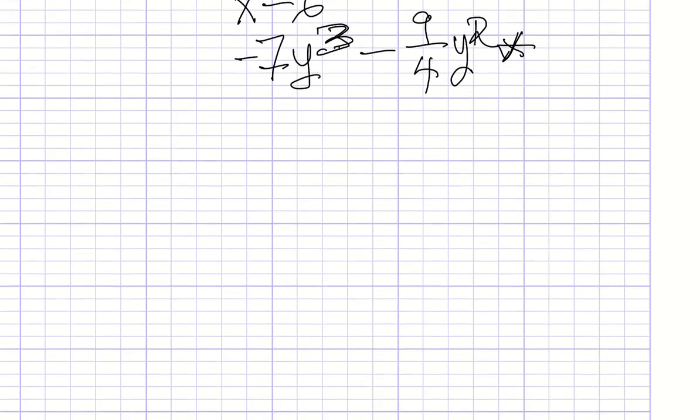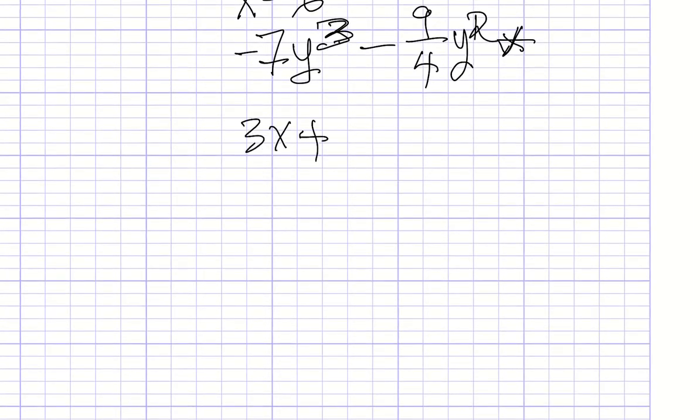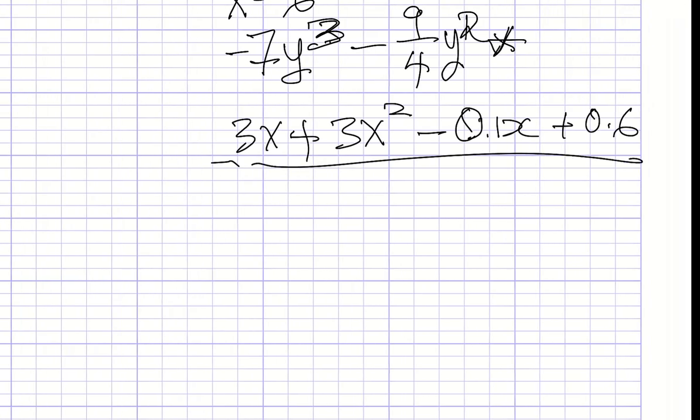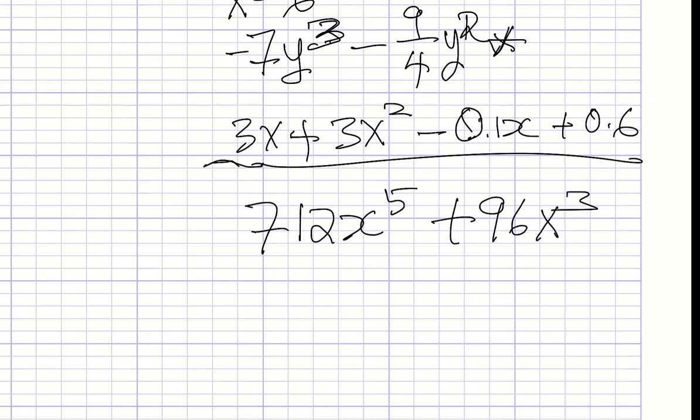This is a polynomial. 3x plus 3x squared minus 0, you can say 0, or you can say even 0x. I'm sorry, 0x is like 1x, okay? So plus 0.6. These are all polynomials. It's not breaking any of those rules, definition given. And this is a polynomial. 7, 12x^5 plus 9, 6x^3. This is a polynomial, okay?